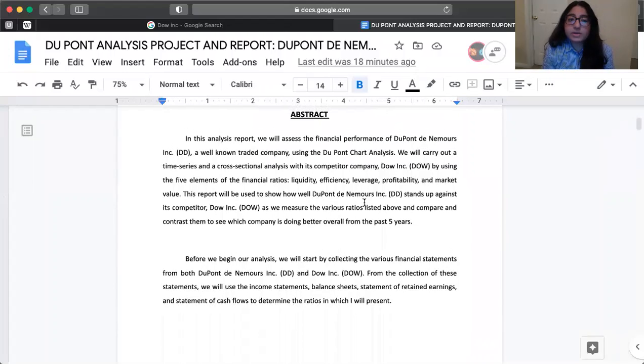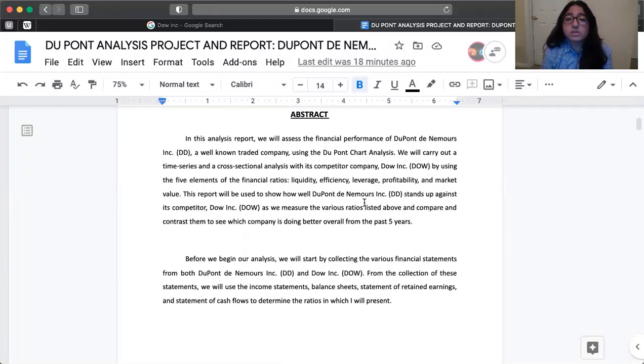So in the abstract, this report, we will assess the financial performance of DuPont de Nemours Incorporated, a well-known traded company, using the DuPont chart analysis. We will also carry out a time series and cross-sectional analysis with its competitor company, Dow Incorporated, by using the 5 elements of the financial ratios. The first one is liquidity, efficiency, leverage, profitability, and market value.